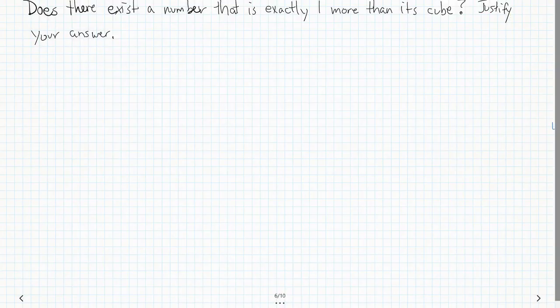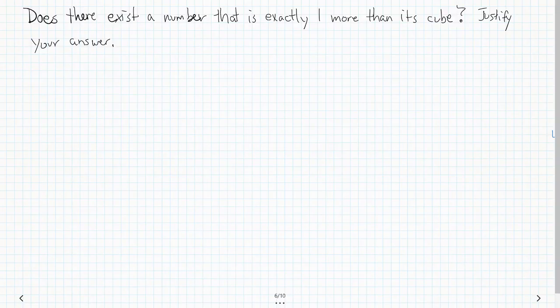Ooh, this one's kind of fun. Does there exist a number that is exactly one more than its cube? Justify your answer. So this seems kind of random, really, and especially we don't have a calculator. So how are we supposed to be able to find this?